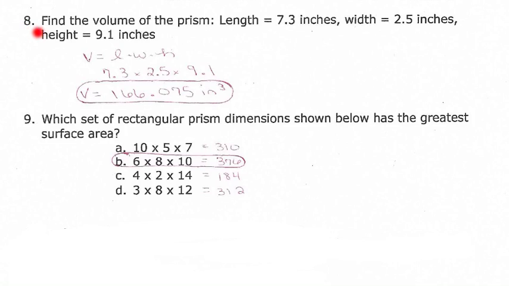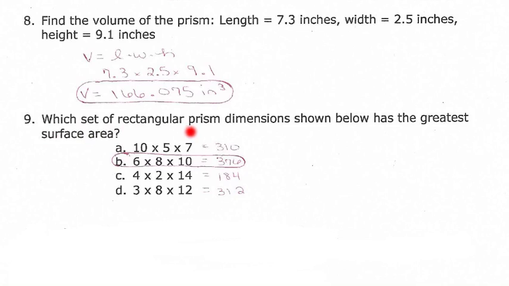Number 8. Find the volume of the prism. Volume is equal to length times width times height. You plug in your numbers, and the volume is 166.075 cubic inches.